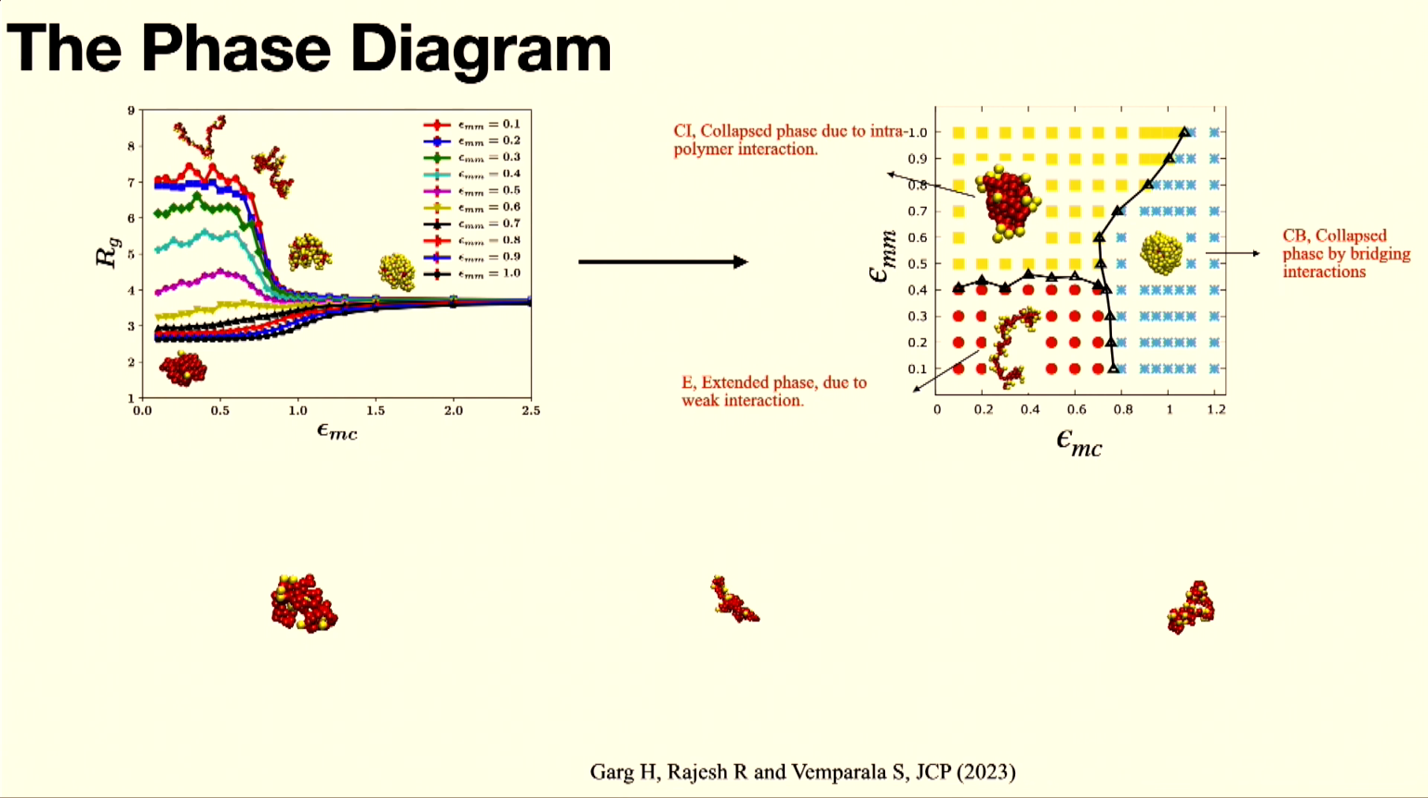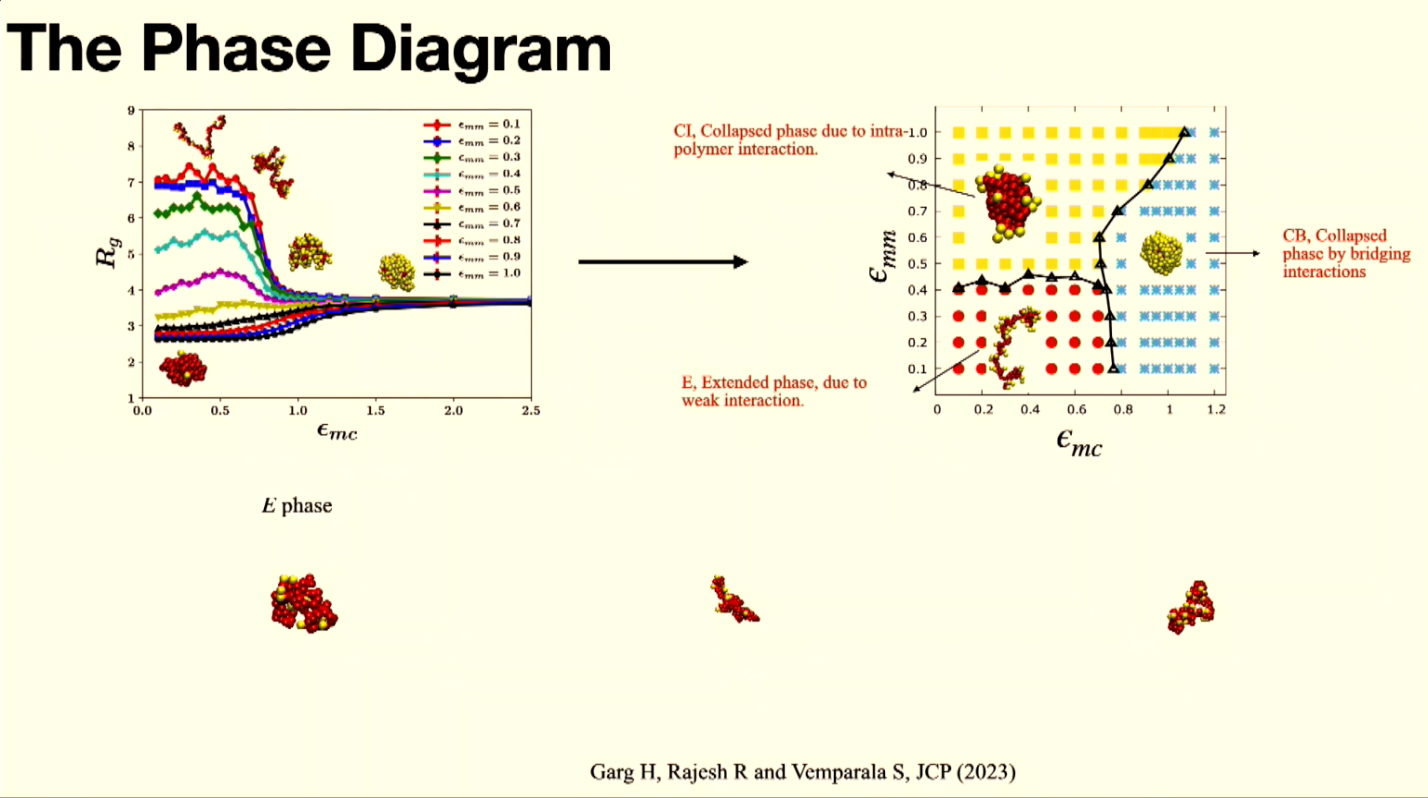So we primarily determine three phases. First is the extended phase, due to weak intrapolymer attraction. Then as we increase epsilon mm, we go to another phase, the CI phase, that is the collapsed phase due to the intrapolymer interaction. Here the Crowder plays no role; it's totally governed by the monomer attraction. But we found one more phase: another collapsed phase, that is the collapsed phase due to the bridging interaction, and this occurs for both the CI to CB transition as well as the extended to CB transition, right?